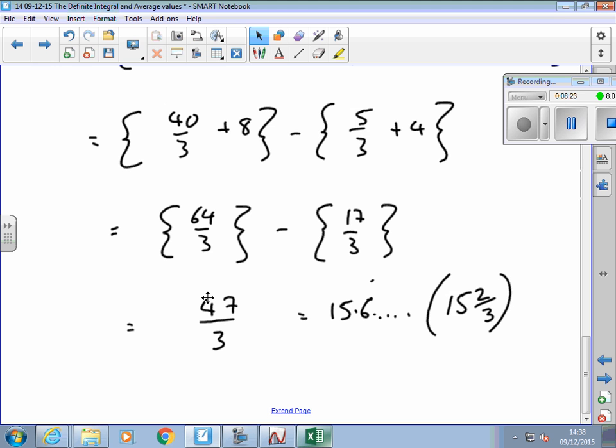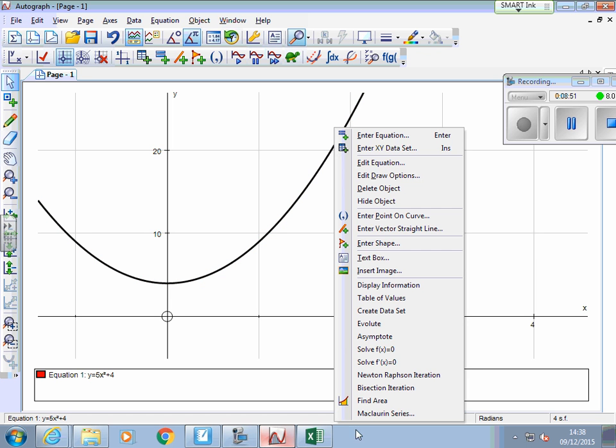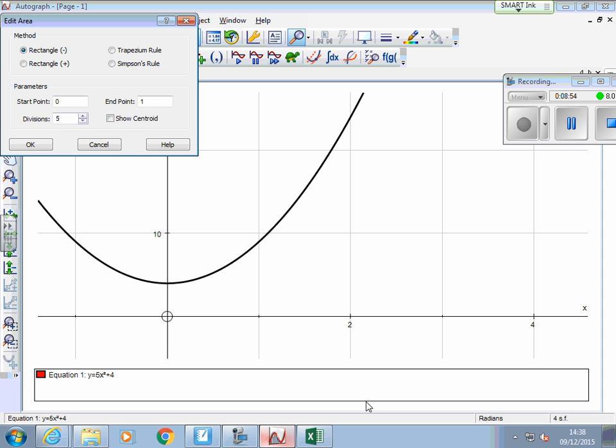That, in theory, is the area underneath the curve. Let's look at it. I plotted it on Autograph. Here it is. That's our curve, 5x squared plus 4. I can get Autograph to find the area under the curve. I'll highlight it and then right click, find area. And we'll be looking at this more closely after Christmas as part of the distinction criteria for this assignment.